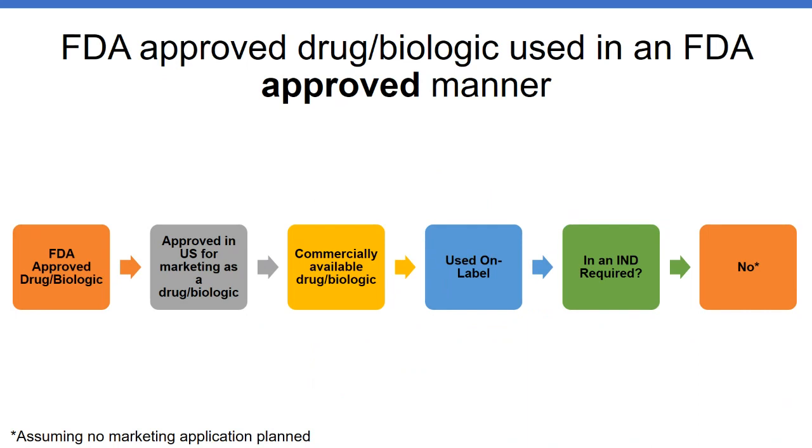The first one is FDA approved drugs used in an FDA approved manner. How do we say FDA approved manner? Assuming no marketing approval application is planned, this happens mostly in phase 4 studies, where you already have the FDA approval and you're just reviewing the post-marketing experience being documented for new information and long-term outcomes. That's when FDA approved for approved use will be applicable. Next slide, please.